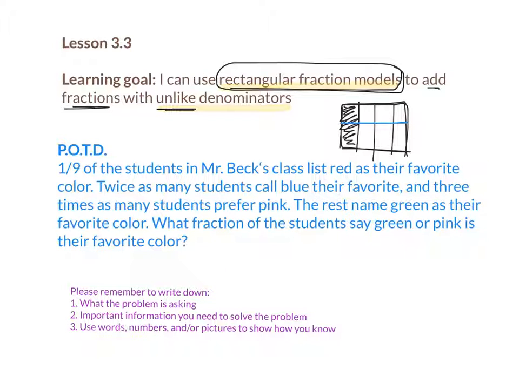Area models. Instead of calling them area models, from now on, we are going to be calling them rectangular fraction models because they are rectangular in shape and they show fractions. Make sense? So today is all going to be about drawing rectangular fraction models to help us add fractions that have denominators or bottom numbers that are not the same. Got it?